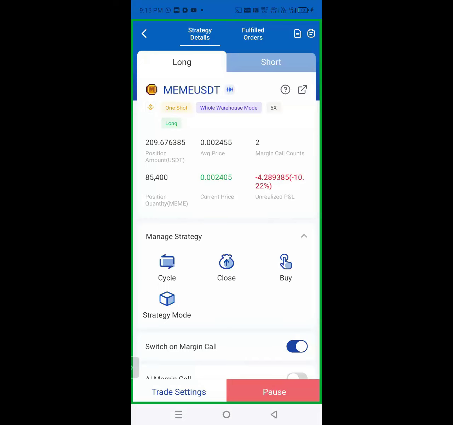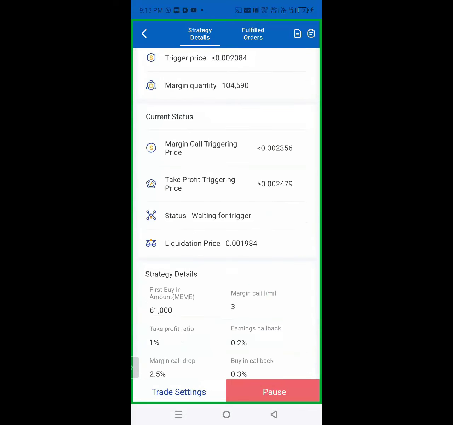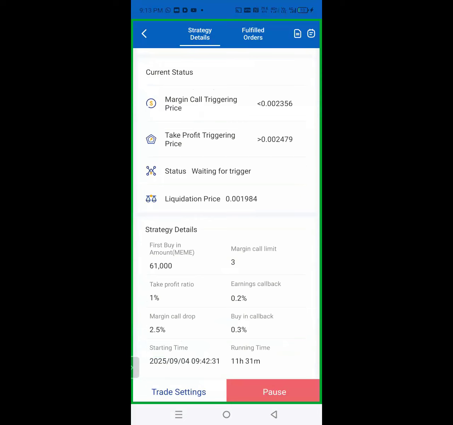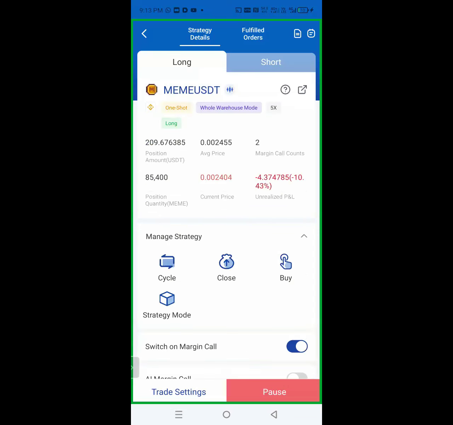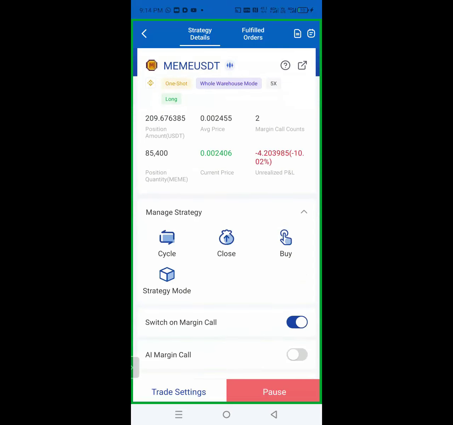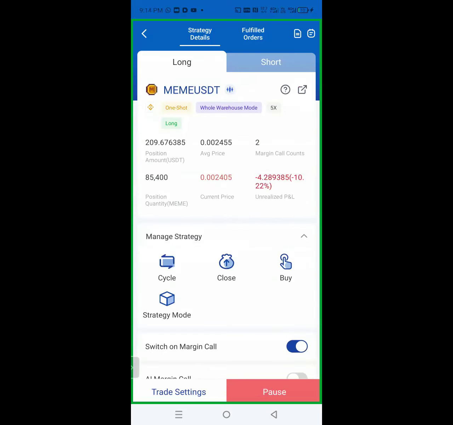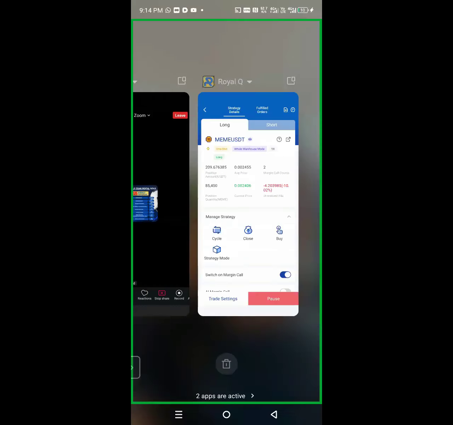It has bought my first margin. If you come down, it has bought my first buy. My first buy bought 61,000 quantity. And my margin cost is to buy with $6. $6 first call, $6 second call, $6 third call. So it means that with your calculator, please, I don't use my calculator. Okay, let me still use there. So you see, the quantity it's bought already is 85,400.